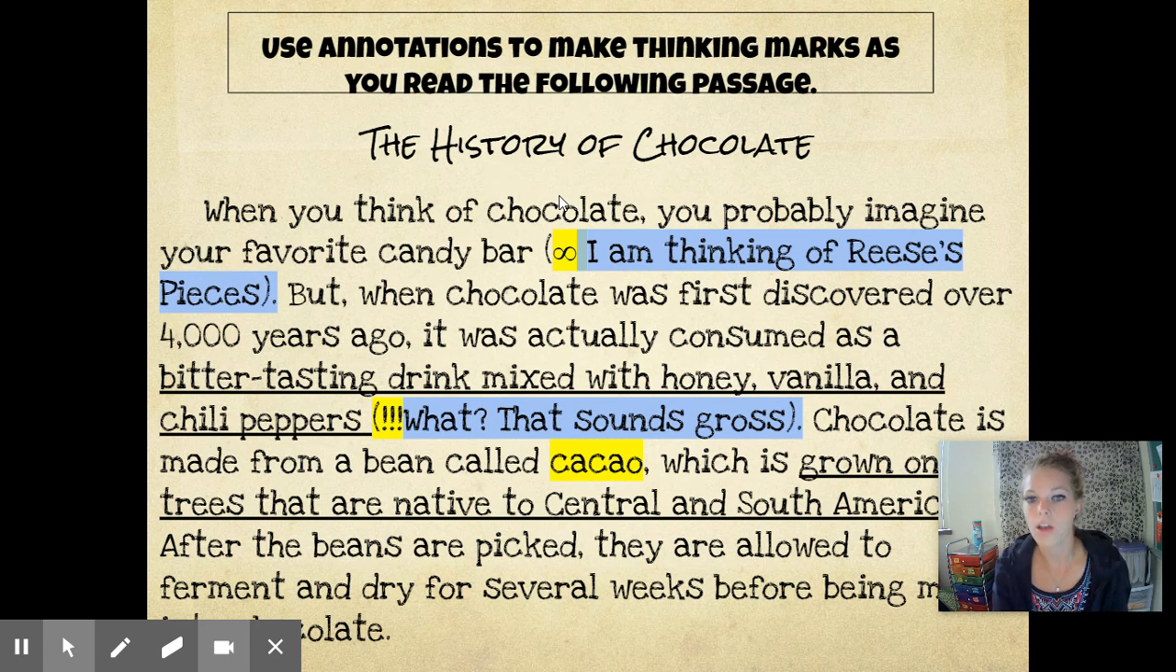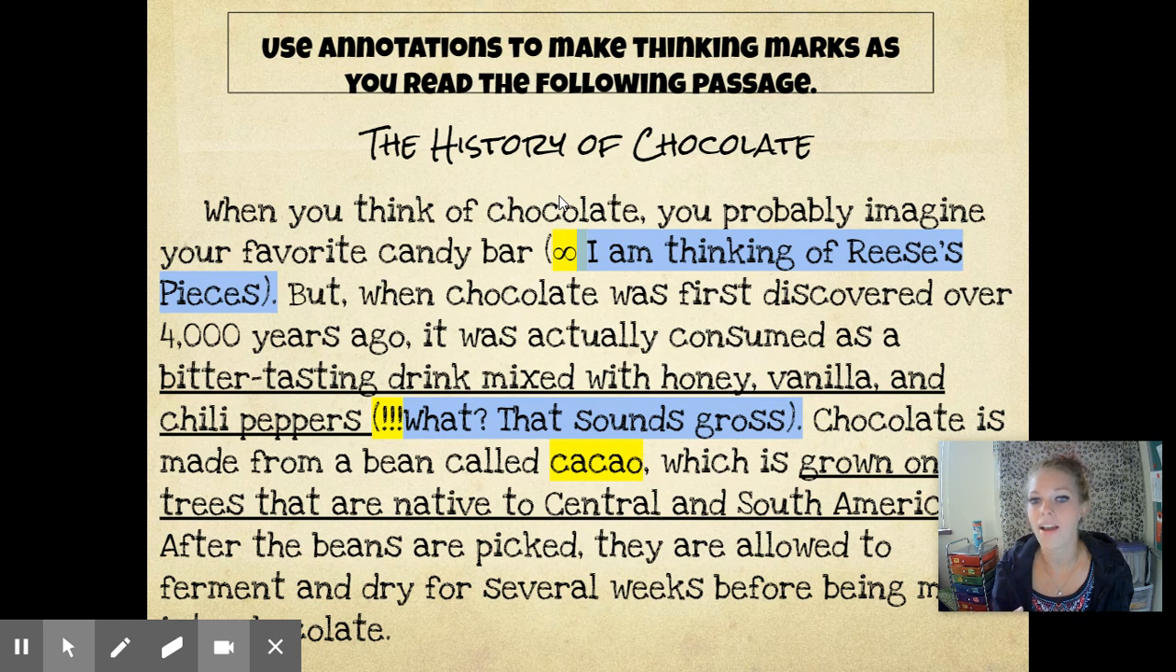Reese's Pieces. Then I continue on, and the part that says bitter-tasting drink mixed with honey, vanilla, and chili peppers, I underline that because it's an important main idea, and I put exclamation points by it because I'm like, what? I had no idea chocolate had chili peppers in it. That sounds gross to me.